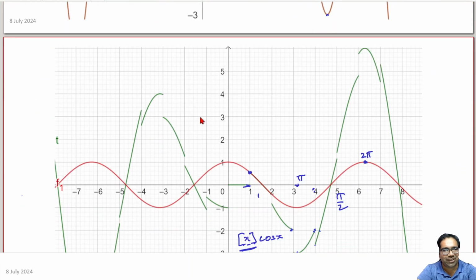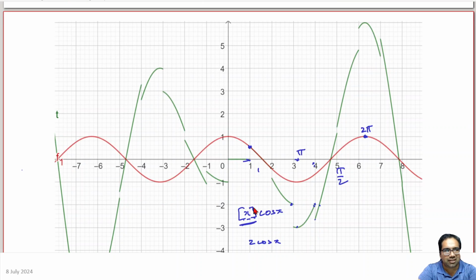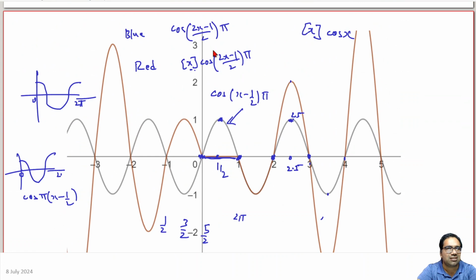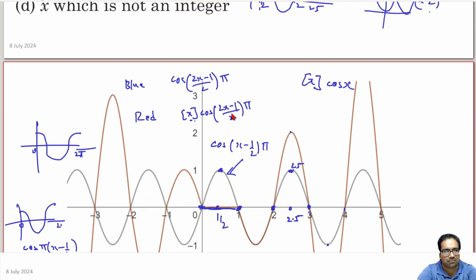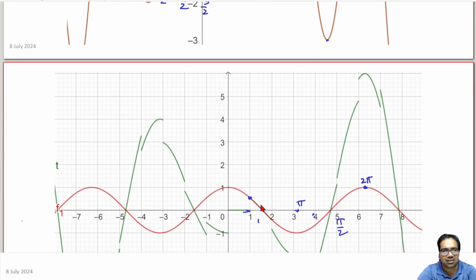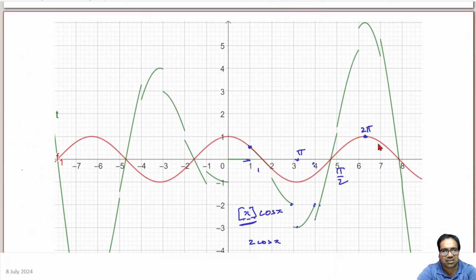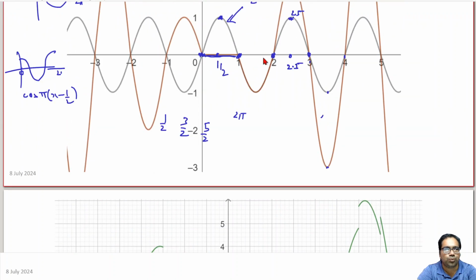I think we have covered two problems here: greatest integer function of x into cos x, as well as this adjusted function, where we adjusted the period so that the period is an integer. Here the period is 2 pi, and here the period is 2.